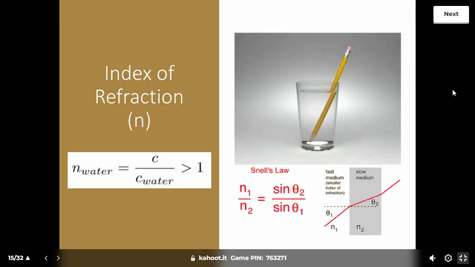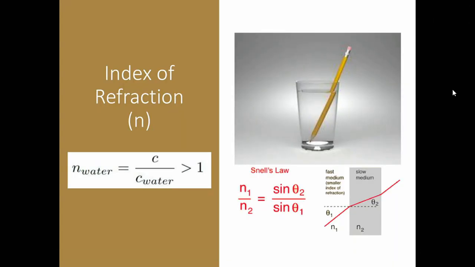The other more down-to-earth example that you've probably seen is called the index of refraction. And this is what causes, say, a pencil in a glass of water to appear that it's bent or broken at the interface between the water and the air. So this is a consequence of the speed of light through the water being different than the speed of light through the air.